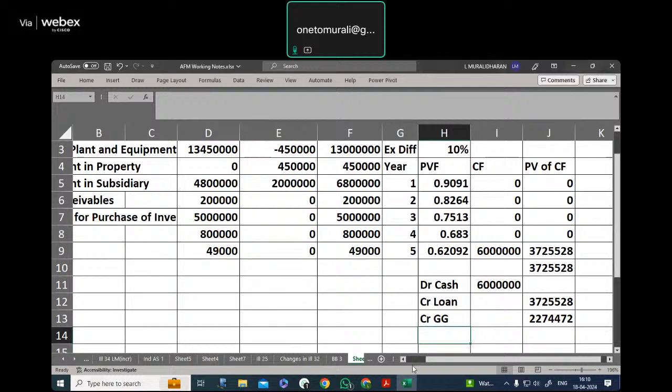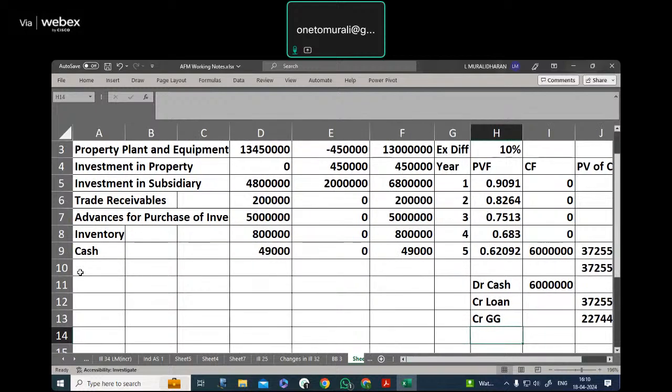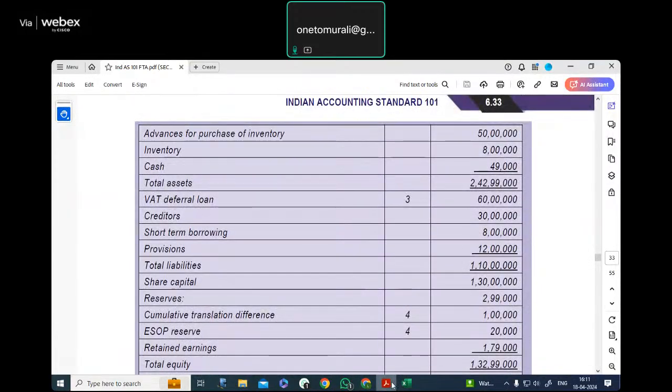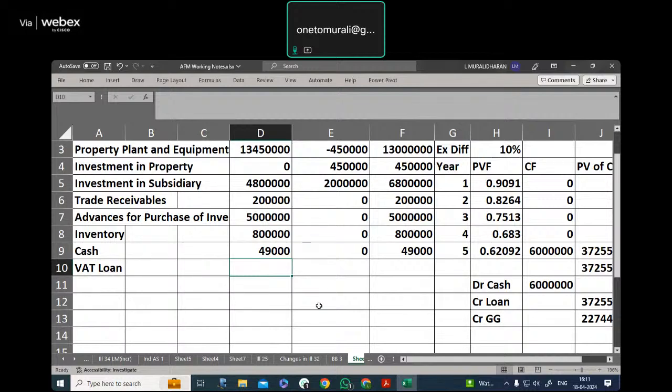So now let us take up the government grant into our system. VAT loan is to be given in the problem, taken up at 60 lakhs. Under that, government grant is there to this extent, and the VAT loan is this much. Next comes government grant.